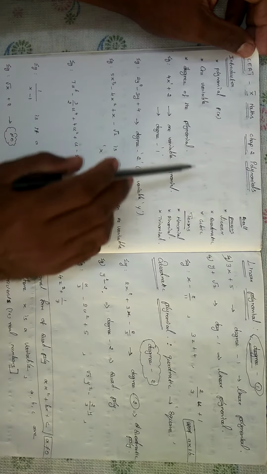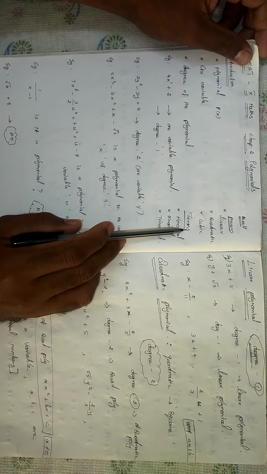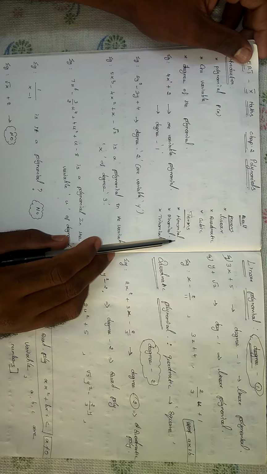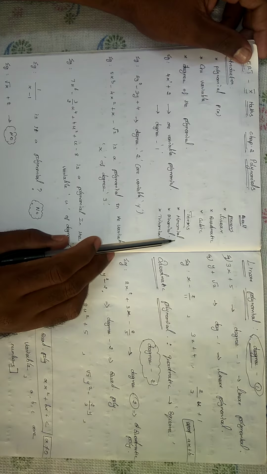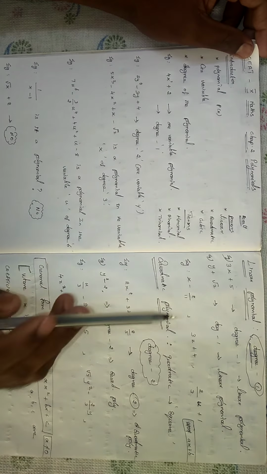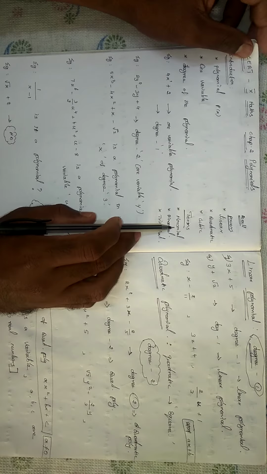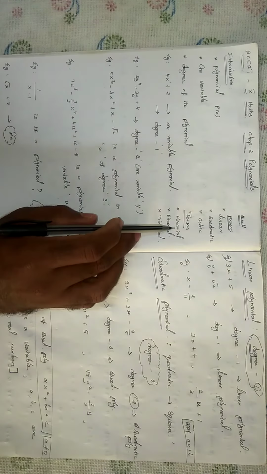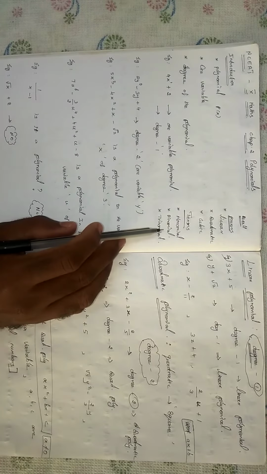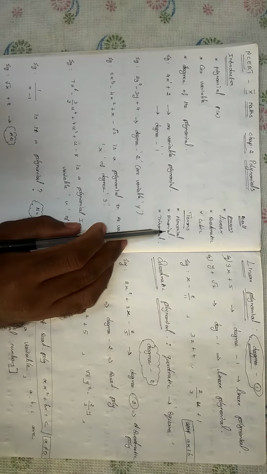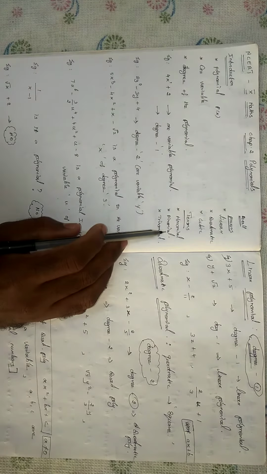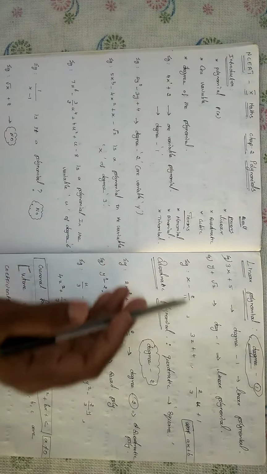Polynomial expressions based on the terms. We already know that a monomial is an expression which has only one term, right? For example, 2x. Here, we should not bother about the powers. We can focus only on terms. Next, binomial. An expression which has two terms is called a binomial. For example, 2x plus 3 or some other.